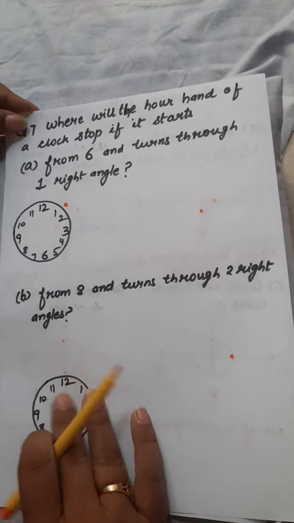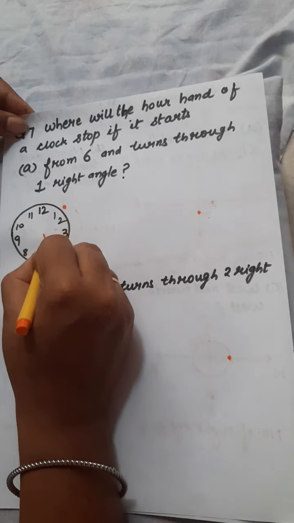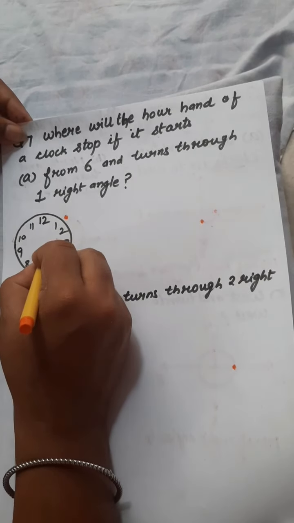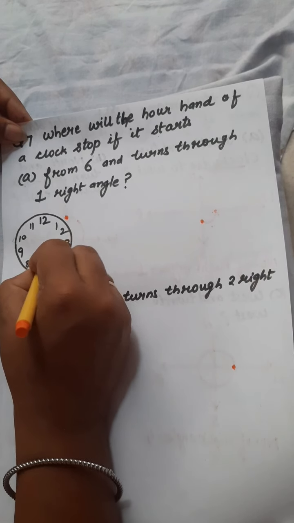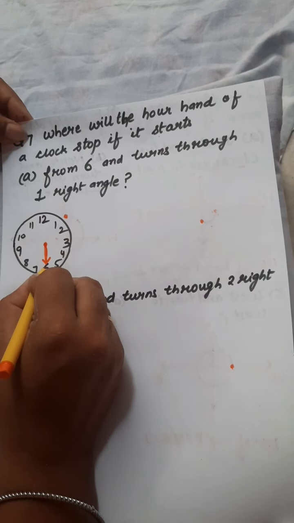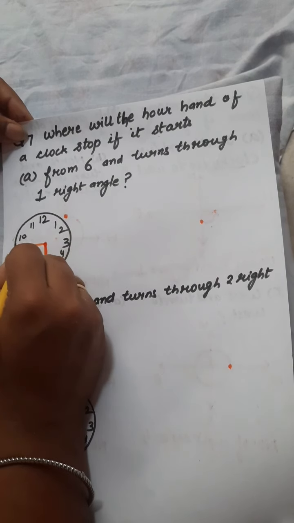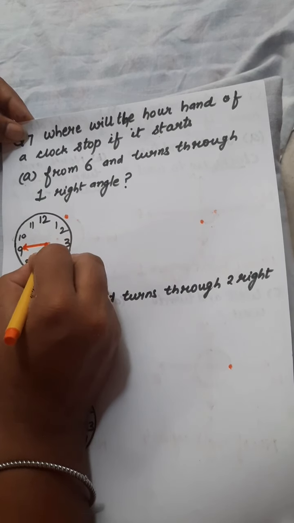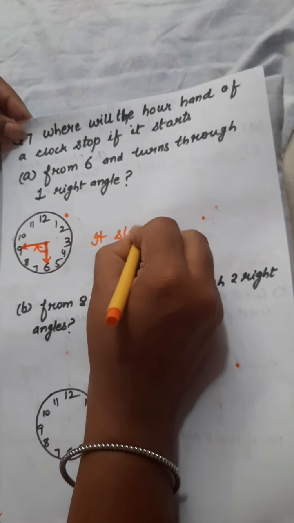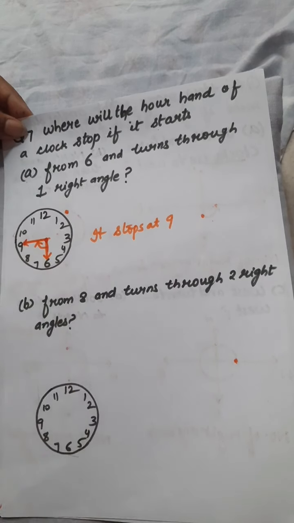So next we have question number 7. Question number 7 is, where will the hour hand of a clock stop if it starts from 6 and turns through one right angle? One right angle means 15 minutes covered. So clockwise revolution is there, then it goes to 7, then 8, then 9. So here it stops at 9, because after 15 minutes it stops at 9.